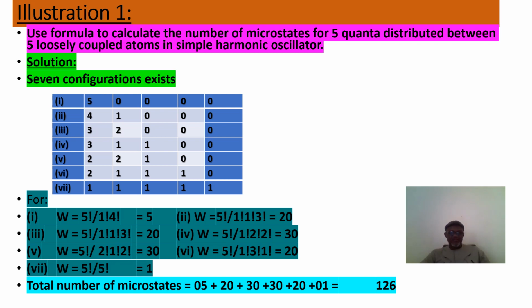So now, we want to calculate the microstates. For the first one, W will be 5 factorial over 1 factorial, 4 factorial. Gives us 5. For the second one, 5 factorial over 1 factorial, 1 factorial, 3 factorial. So doing the same thing to all of them up to the 7th one, we will have 5 plus 20 plus 30 plus 30 plus 20 plus 1, which will give us a total of 126 microstates.